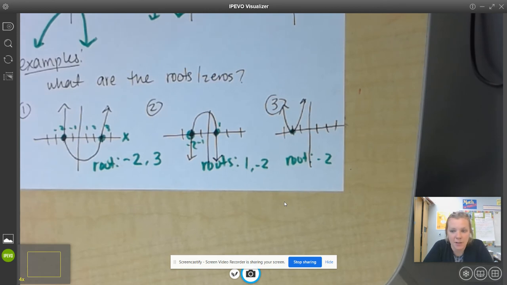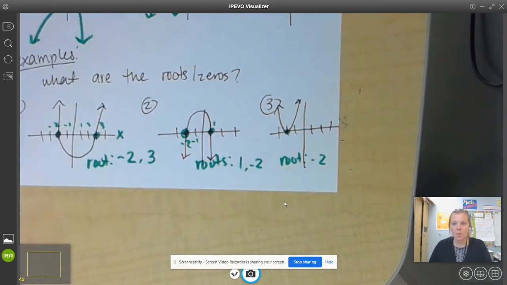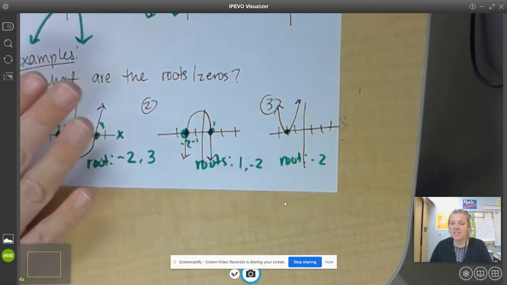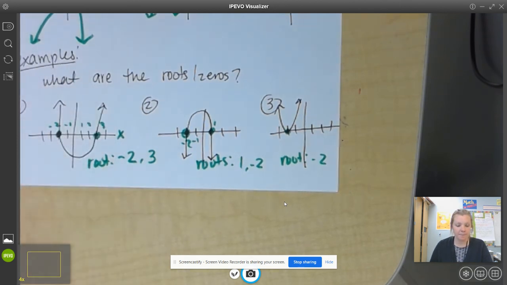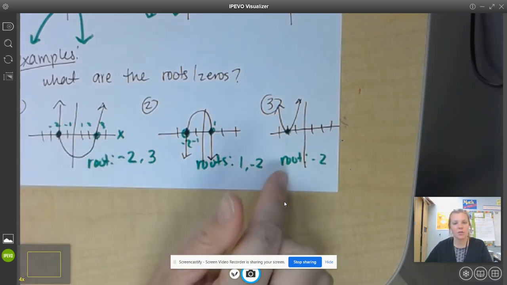Tomorrow we're going to see some patterns about how these numbers match when we start solving quadratics. But this is a good introduction. For homework, you're going to practice finding or identifying the roots just like this.